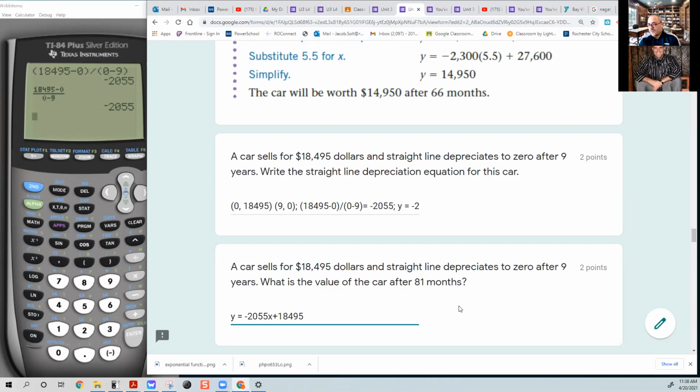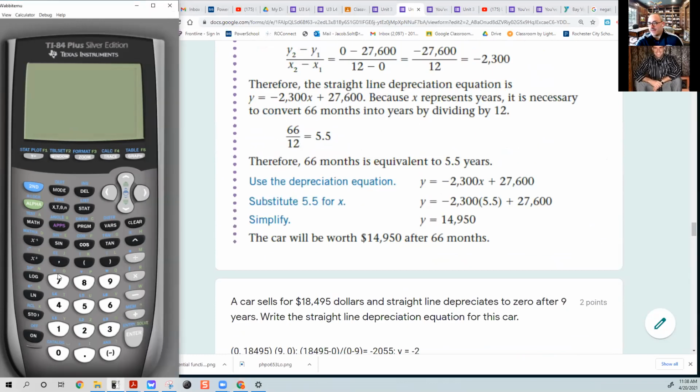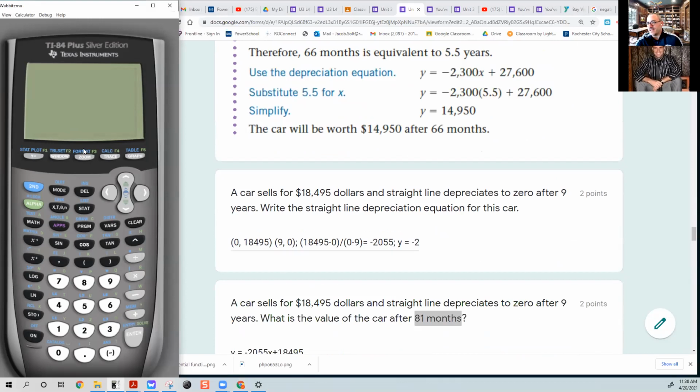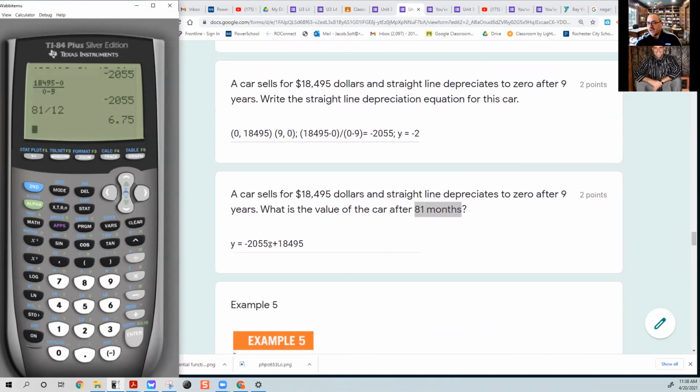All right, remember, the issue here is that 81 months is not the same unit of time as 9 years. So our first step is to convert 81 months into years. And how do they do that? Remember, they divided by 12. They took the months and divided by 12 to find years. So that's what we're going to do over here. We take 81 months, 81 divided by 12, and turn it into years. This is 6.75 years. 81 months is the same thing as 6.75 years.